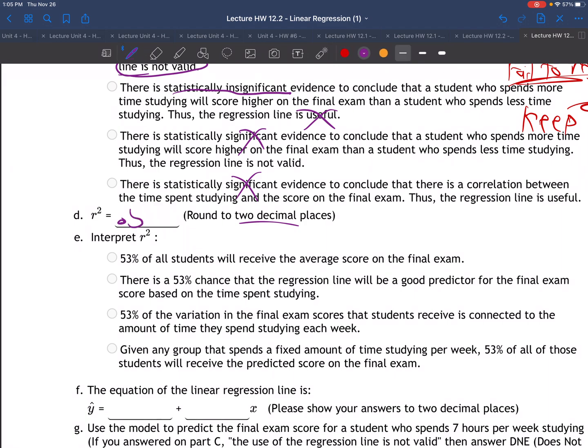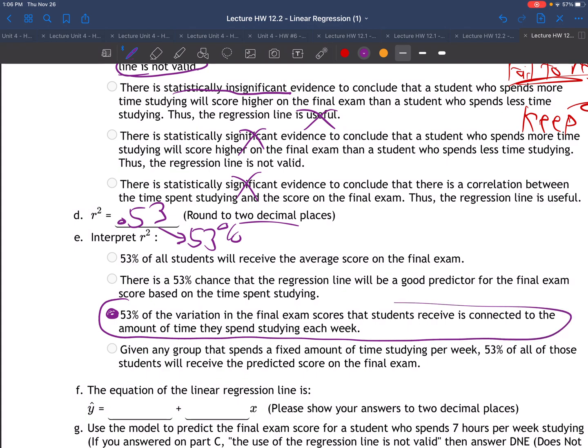I looked at R by accident. 0.53. What does that mean? Well, that's 53%, if you change that decimal to a percentage. And what is it? 50% chance the regression line will be good? No. Variation in the final is connected. It's this one right here. The R squared value tells you how much of the variation in final exam scores is connected to the amount of time they spend studying each week.